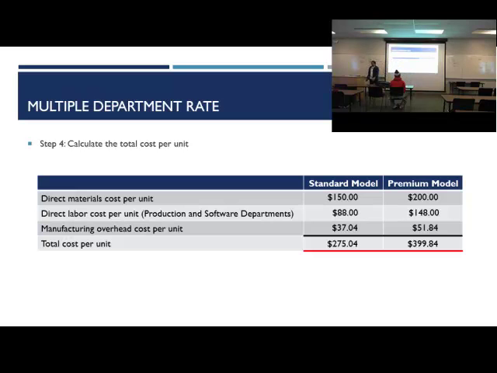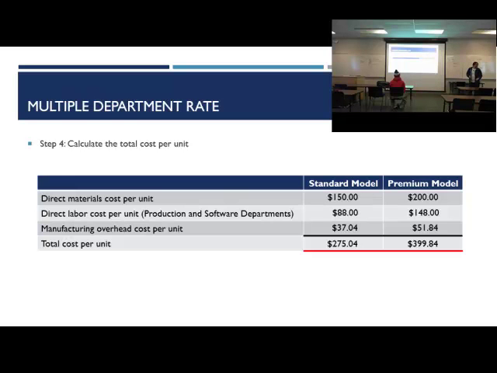What's the difference between this and the single rate? What do you notice? Single rates are on the board. Multiple rates are on the screen. What do you notice? Are they exact? They're off, but it doesn't give us exact, right? So what we're trying to do here is be more exact. That's what we're really trying to do here.